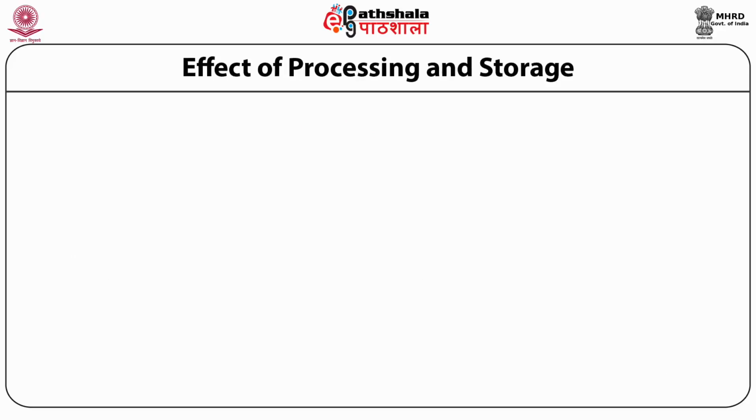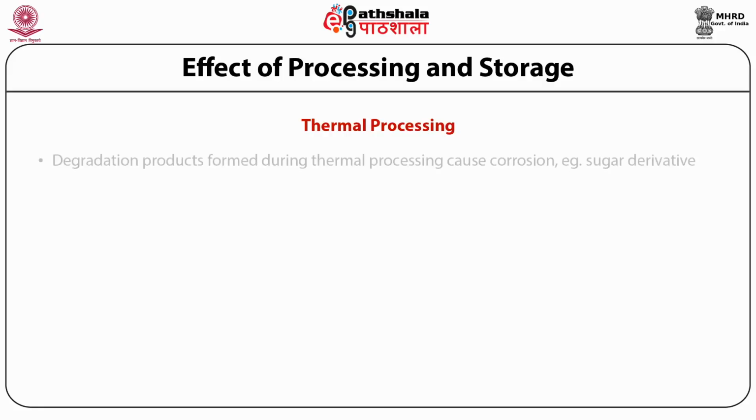Thermal processing. Very little is known about the effect of the heat sterilization process on corrosion rates, except that the quantity of metal dissolved during the process is very small. This is hardly surprising given the comparatively short processing times relative to the total shelf life of the can product. However, degradation products formed during thermal processing can cause corrosion, for example, non-enzymatic browning intermediates and sugar derivatives.